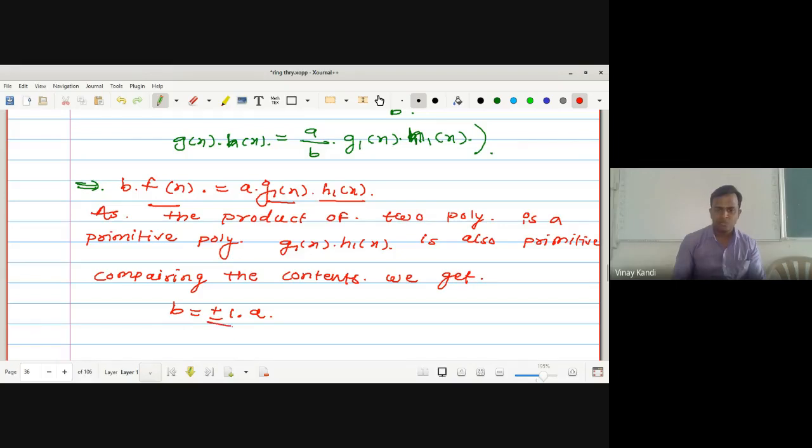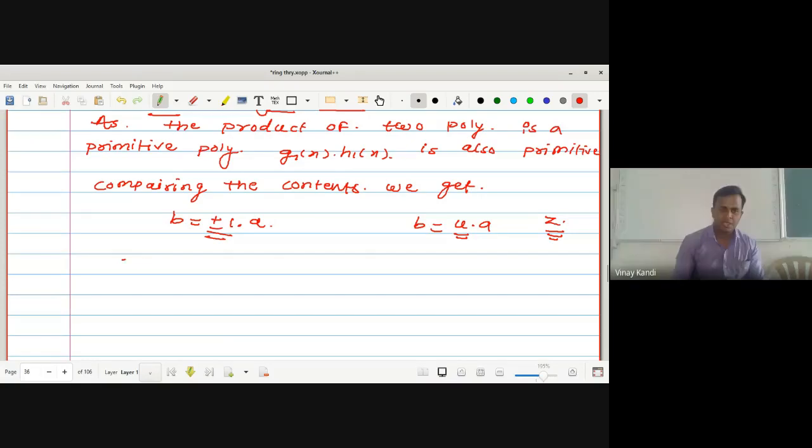Okay, plus or minus 1, because we get b is equal to u into a, where u is a unit in Z. But what is the unit in Z? It is plus or minus 1. So that implies b is equal to plus or minus a, or a is equal to plus or minus b.